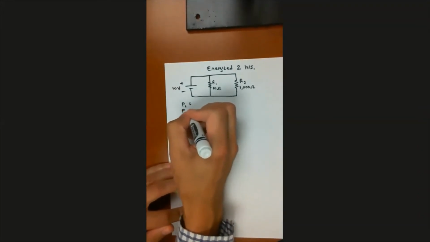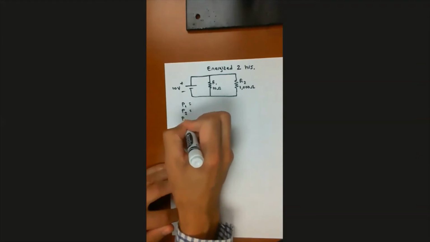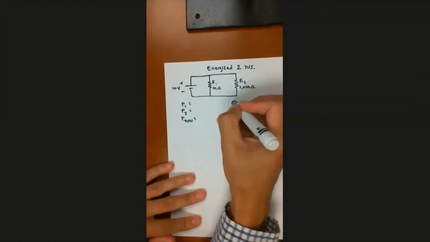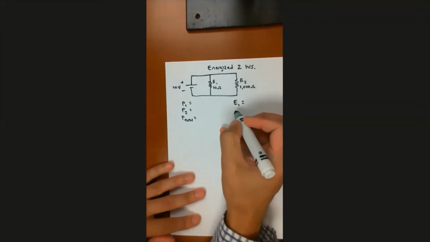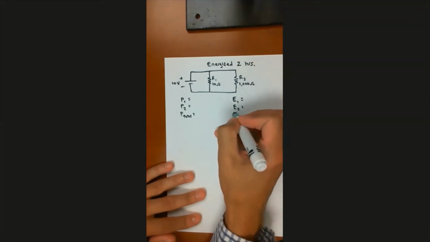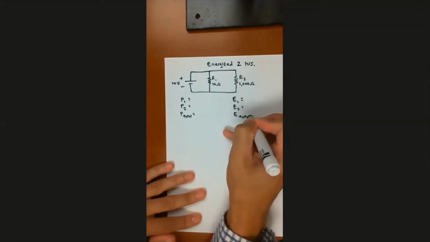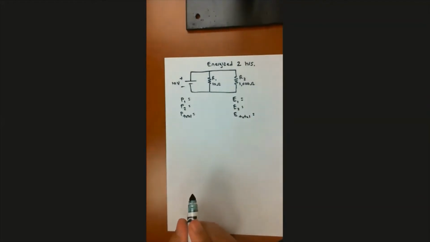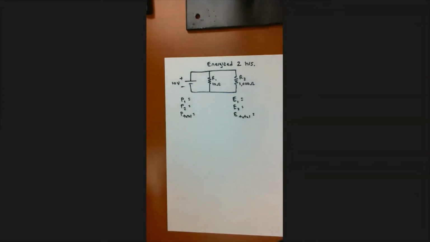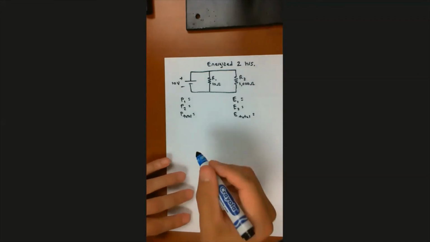Okay, and we want to find what is the power dissipation of resistor 1, what is the power dissipation of resistor 2, what is the total power dissipation in the circuit, and we want to find the energy dissipated in resistor 1 over those 2 hours, and the energy dissipation in resistor 2, and the total energy dissipated by that circuit. All right, so this is a pretty straightforward example, but if you can do this one and you can do lab 1 and lab 2, then I'm confident you can do more complicated examples.